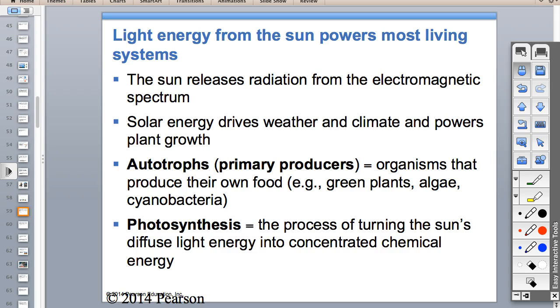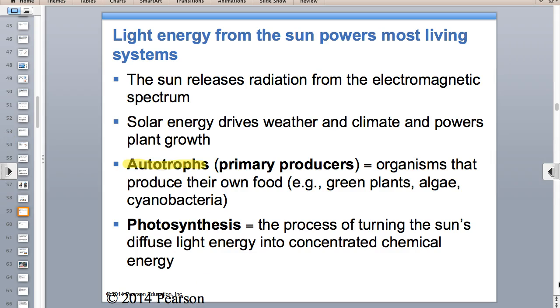The sun releases radiation from the electromagnetic spectrum, and so that's light. It's light, and that's what photosynthesis comes off of. So autotrophs, if you need to know, there are three words for the same thing. An autotroph makes its own food, okay, and it does primary production. That's usually a plant or algae. So when you think about a plant or algae, it's also a primary producer, and it's also an autotroph. Okay, so they make their own food from photosynthesis.